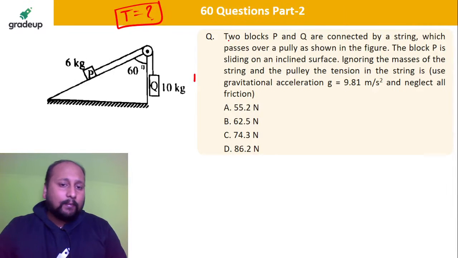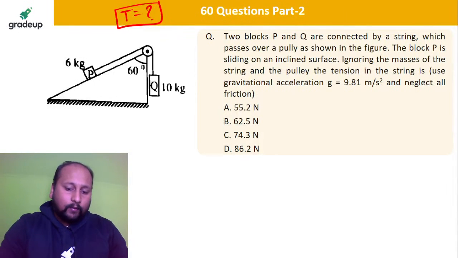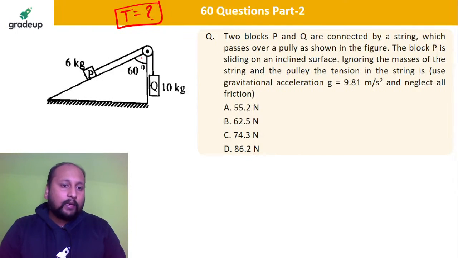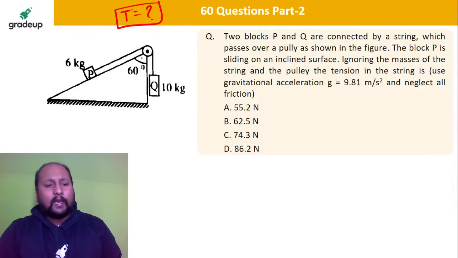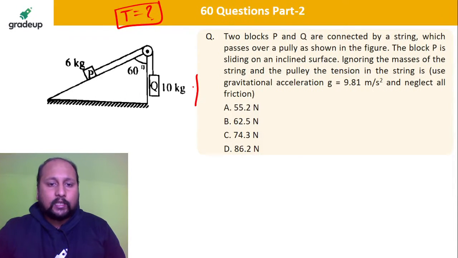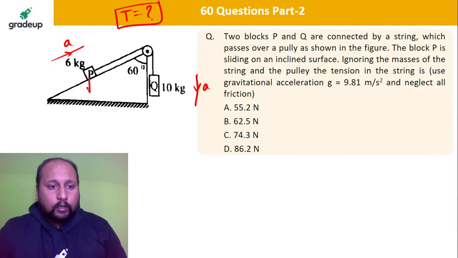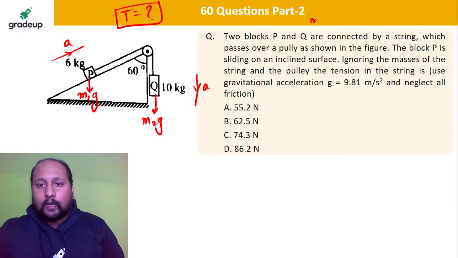So tell me which block will be moving upward and downward. If you see this diagram, is P moving downward or Q moving downward? Which block is moving downward? By looking at this diagram, sir, definitely 10 kg will be moving downward and this 6 kg will be moving upward. Resolve this force. This P is having a mass of 6 kg. So let's say this is M1G, this is M2G. I'm assuming M1 is equal to 6 kg and M2 is equal to 10 kg.